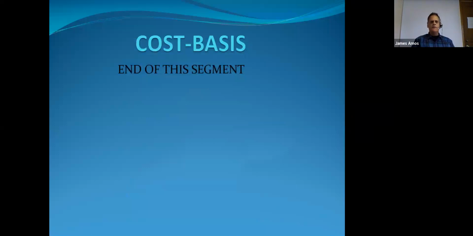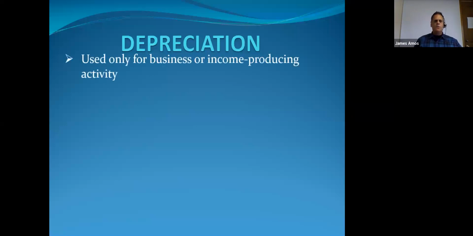Okay, so we've talked about cost basis. Now we're going to talk about depreciation. So depreciation is only used for business activity or income producing activity, okay? So when you're running a business, whether it's your own personal business as a self-employed person or you're running a big corporation, it's the same thing for depreciation purposes. It's still a business, okay? So it's used for property that's business property. There is one exception to that, and that is personal property that's not business related, but you've got it for investment. What might be a good example of non-business income producing activity?